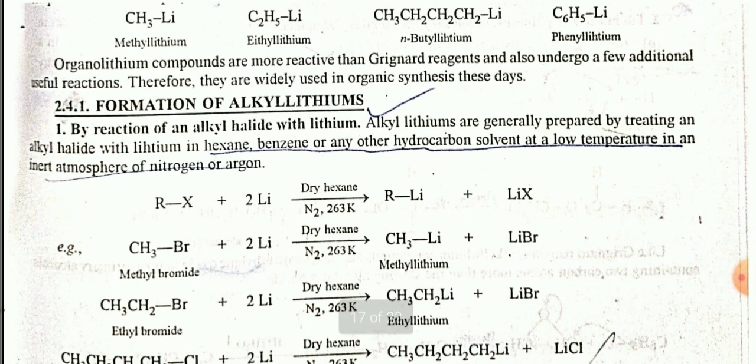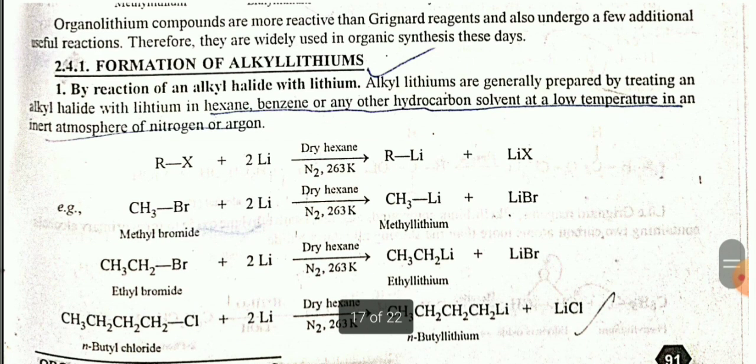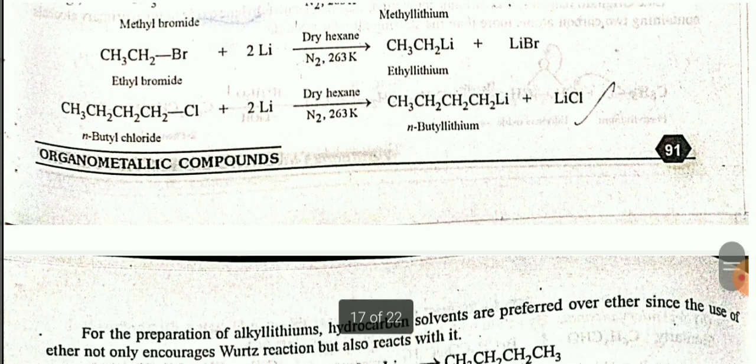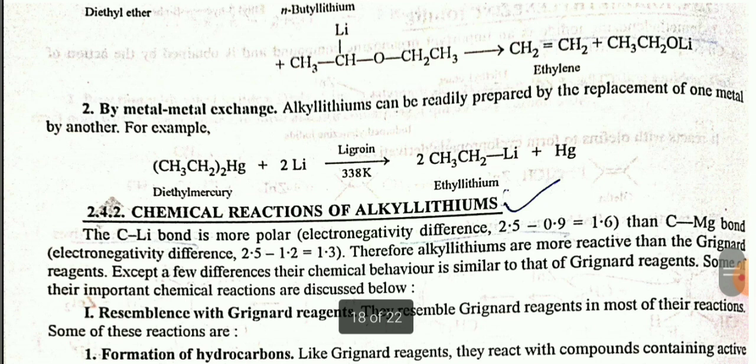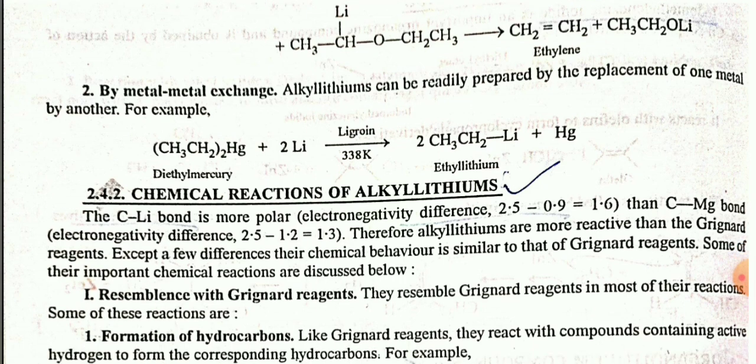Heading 2.4.1 Formation of alkyl lithiums. First, by reaction of an alkyl halide with lithium. Alkyl lithiums are generally prepared by treating an alkyl halide with lithium in hexane, benzene, or any other hydrocarbon solvent at a lower temperature in an inert atmosphere of nitrogen or argon. For the preparation of alkyl lithiums, hydrocarbon solvents are preferred over ether, since the use of ether not only encourages Wurtz reaction but also reacts with it. Second, by metal-metal exchange. Alkyl lithiums can be readily prepared by the replacement of one metal by another.